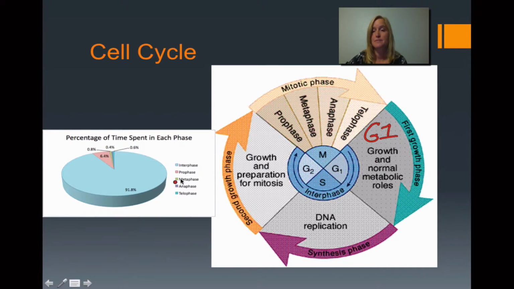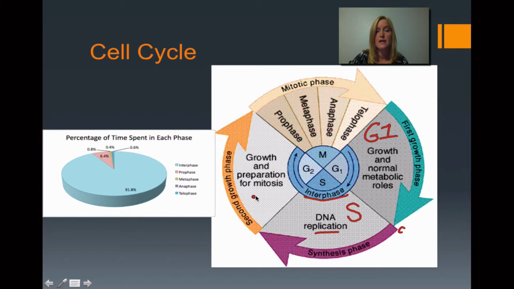But to have this make sense, we're going to start here with the G1, which is the growth and normal metabolic roles. So in this G1 phase, which is part of interphase, the cell is just growing and doing its normal things and making proteins. The second phase right here is the S phase. This is where the DNA is replicated. This is called the synthesis phase. So during this portion, the cell is copying the DNA.